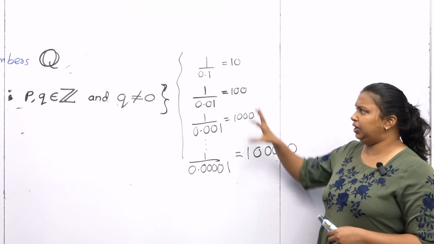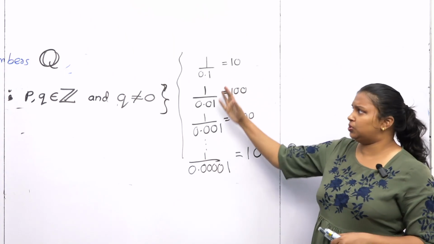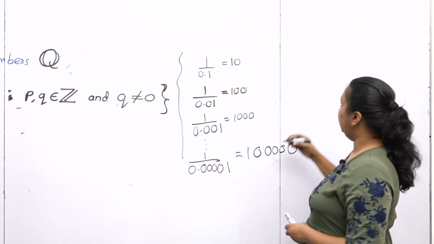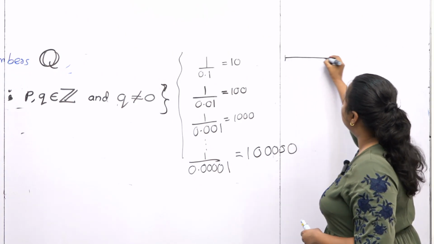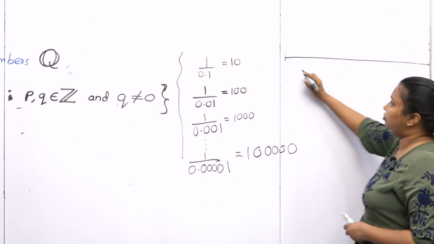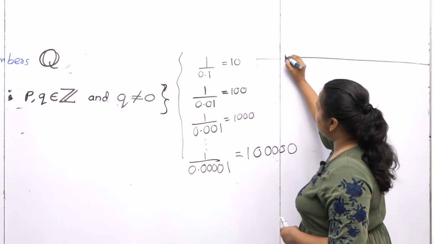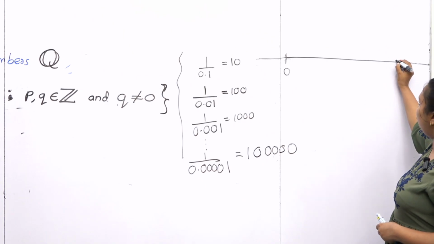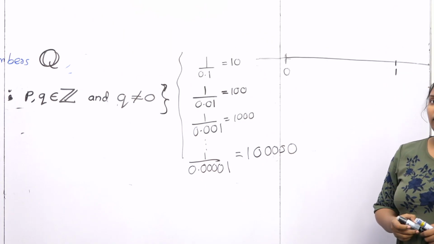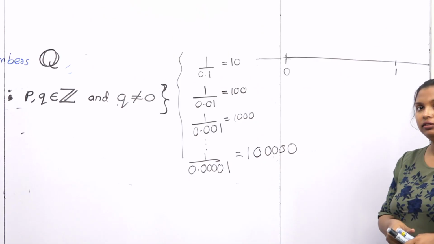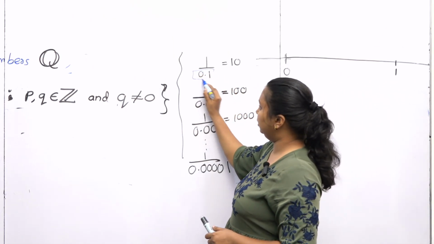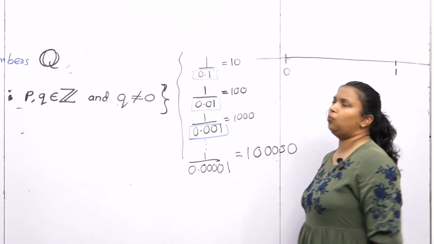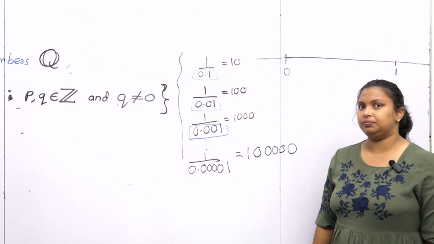Clear? Then what happens to this denominator? What do you mean by 0.1? Let me draw a number line to show it. You imagine that this is a number line. Here you have 0 and here you have 1. Now I'm talking about these denominators. What is 0.1? How to mark 0.1?